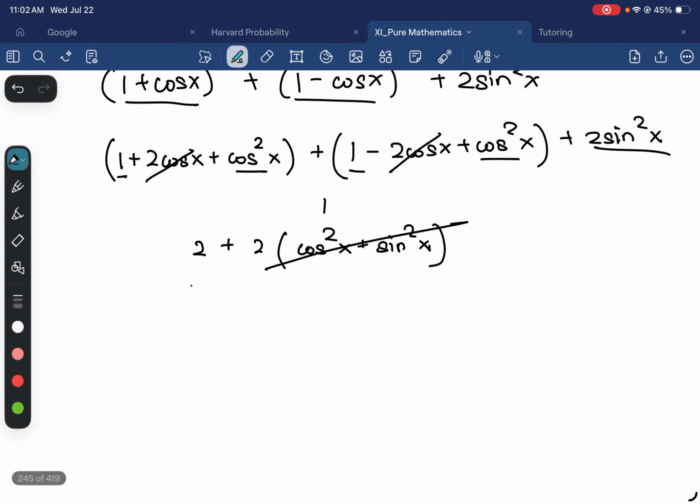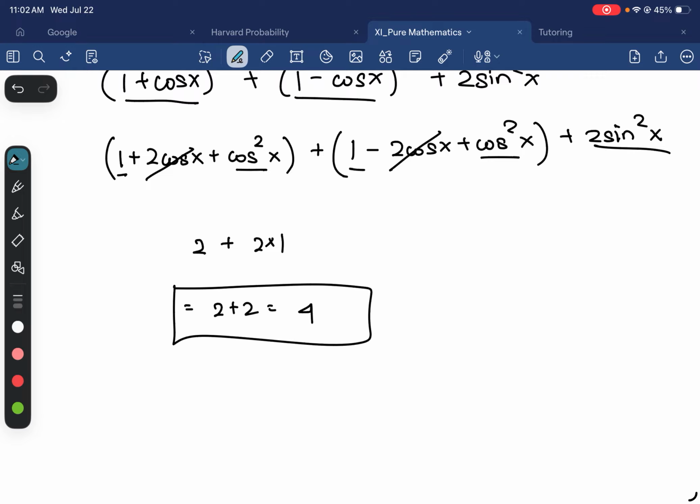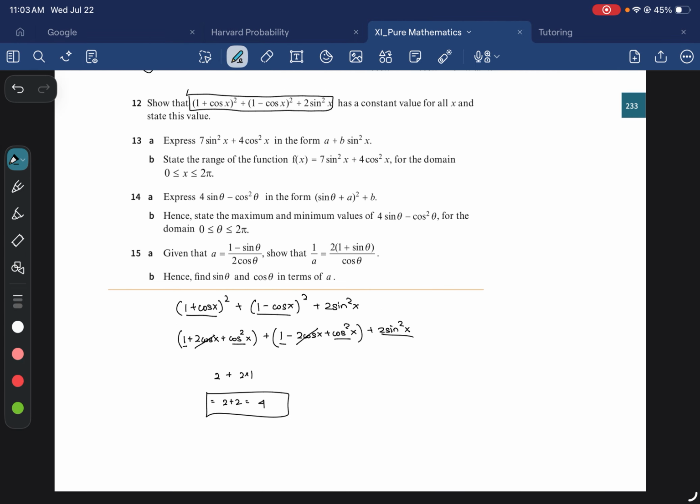2 times 1 is 2. So you have 2 plus 2, which is going to be 4. So this is just 2 times 1, and you're going to get this expression. So the constant value for all x is going to be 4. So that is the value that they're looking for. All right, so we are done with question 12.